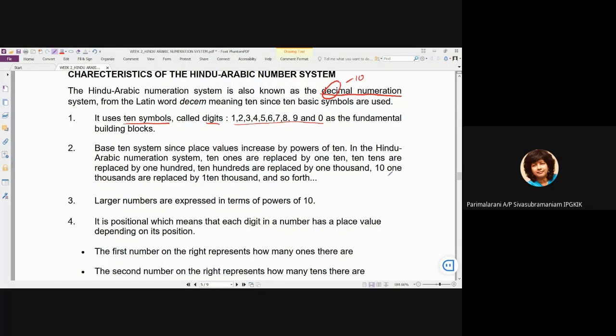And since our system is base 10, it will increase by powers of 10. Here 10 ones are always exchanged for 1 ten, 10 tens are always exchanged for 100, 10 hundreds are exchanged for 1000, and so on. So base 10 means we have our first place value 10 to the power of 0, second place value 10 to the power of 1, 10 to the power of 2, 10 to the power of 3, and so on. Our place value is from the right to the left.